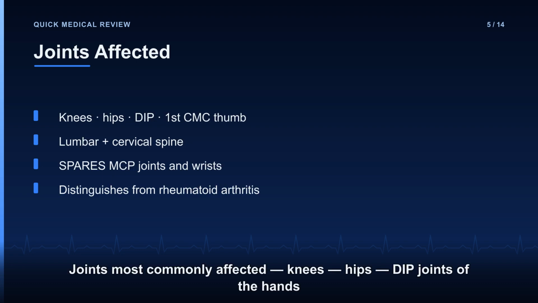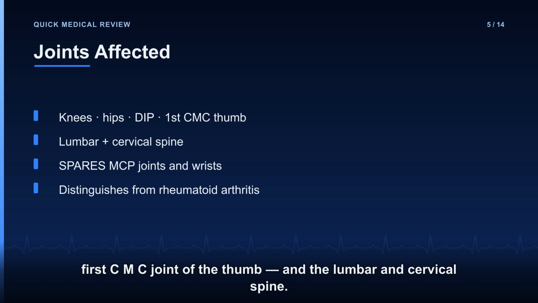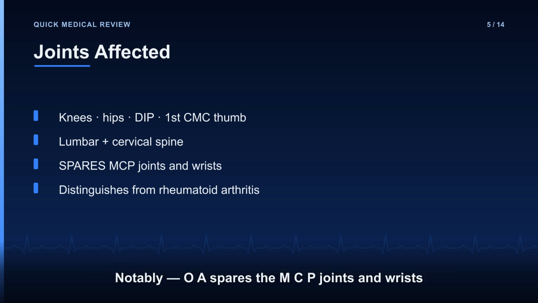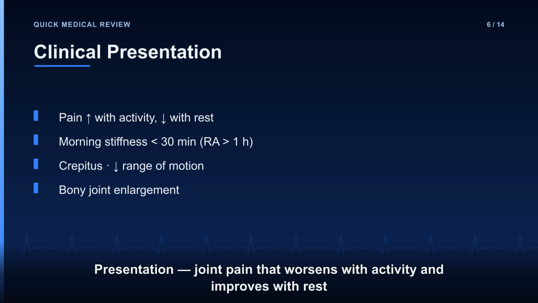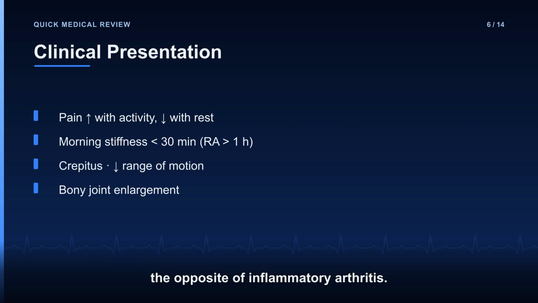Joints most commonly affected: knees, hips, DIP joints of the hands, first CMC joint of the thumb, and the lumbar and cervical spine. Notably, OA spares the MCP joints and wrists, which helps differentiate it from rheumatoid arthritis. Presentation: joint pain that worsens with activity and improves with rest, the opposite of inflammatory arthritis. Morning stiffness lasting less than 30 minutes, brief compared to RA, which lasts more than 1 hour.